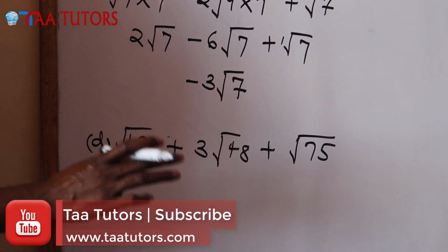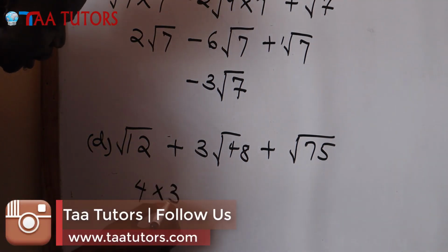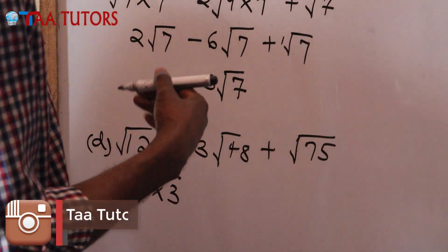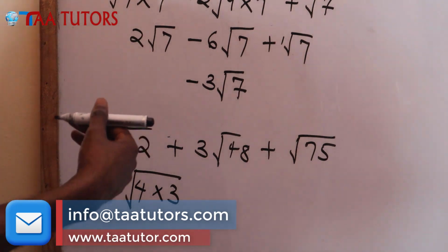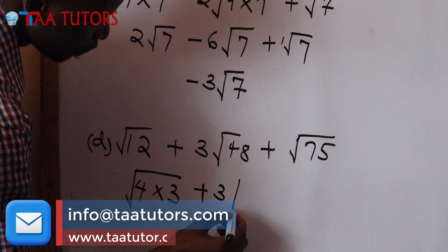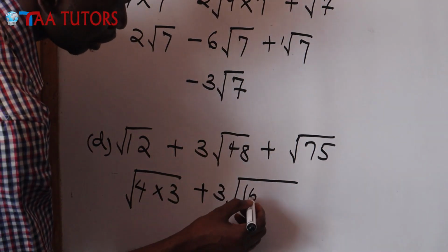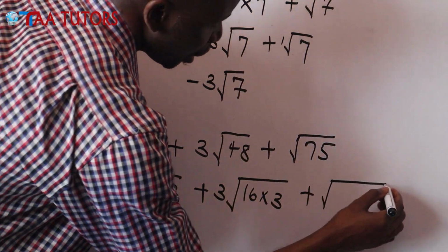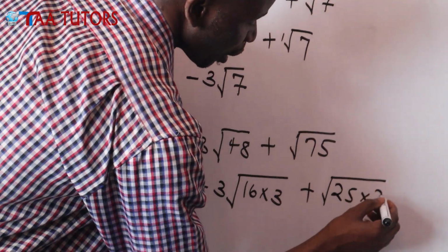We know 12 can be expressed as 4 times 3. So I'll say 4 times 3. And I know someone may be wondering, where do we get this 4 times 3? If you are still having issues with that problem, you go to the first lesson where we were dealing with simplification of surds and what we have to do. Then plus, this will be 3 surd 48, which is the same as the surd of 16 by 3, plus surd 75 will be surd 25 by 3.